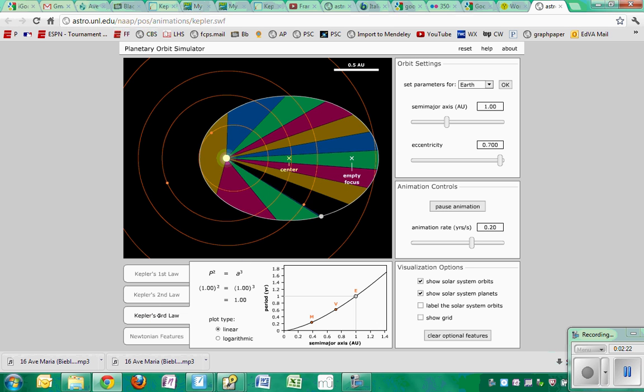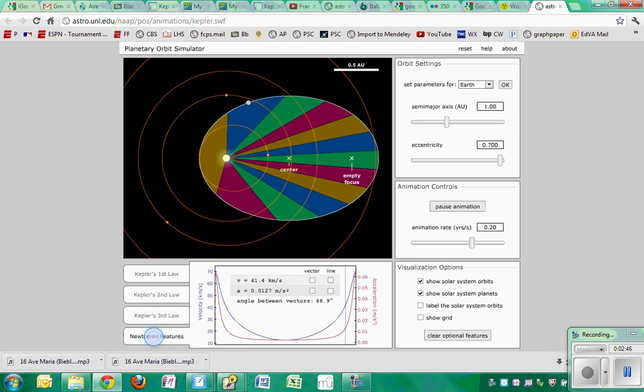Kepler's third law here, it just demonstrates some of the math and the graphing. Here, if we do a logarithmic graph, or we do a graph of all the axes squared and cubed and everything, we could get a line with a slope that would be equal to GM over 4 pi squared, and from that we'd be able to determine the mass of the sun if we didn't already know it. Then here are the Newtonian features.